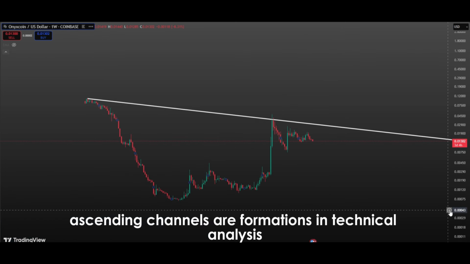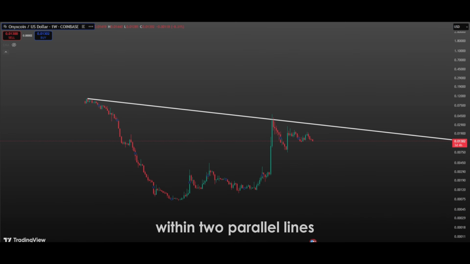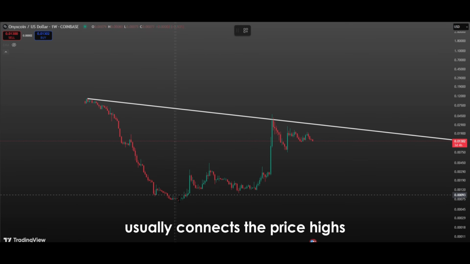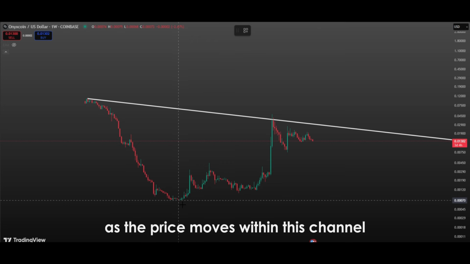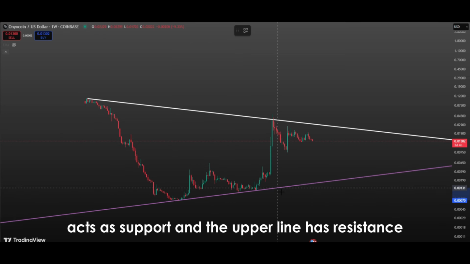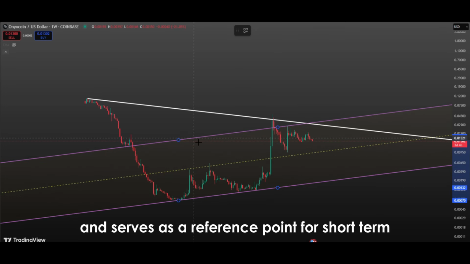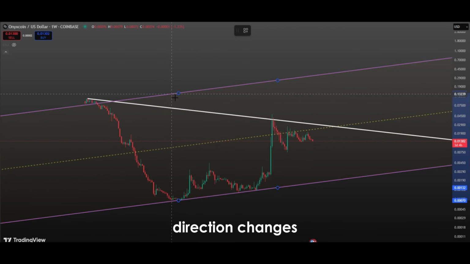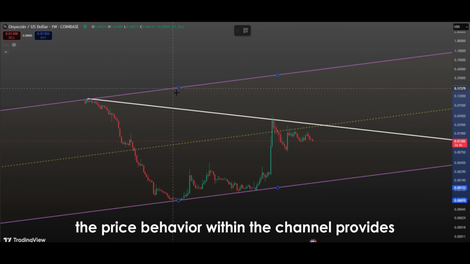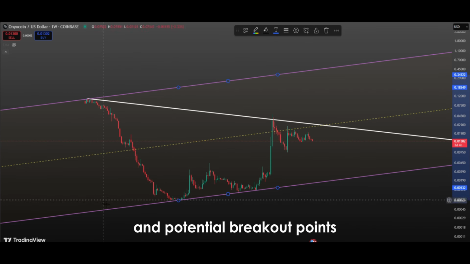Ascending channels are formations in technical analysis where the price moves upward in a regular pattern within two parallel lines. One of these parallel lines usually connects the price highs, while the other connects the lows. As the price moves within this channel, the lower line acts as support and the upper line has resistance. The middle band of the channel represents the average path of the price and serves as a reference point for short-term direction changes. The price behavior within the channel provides investors with important clues about both the strength of the current trend and potential breakout points.